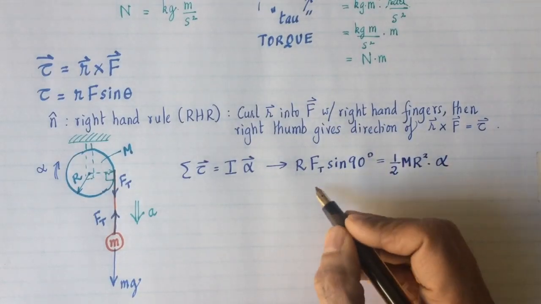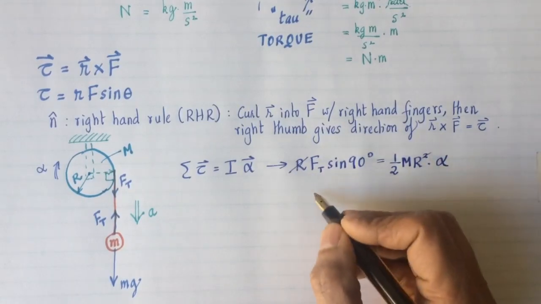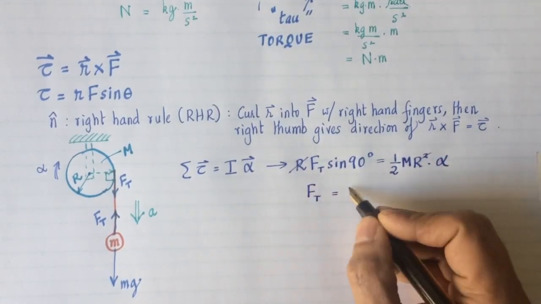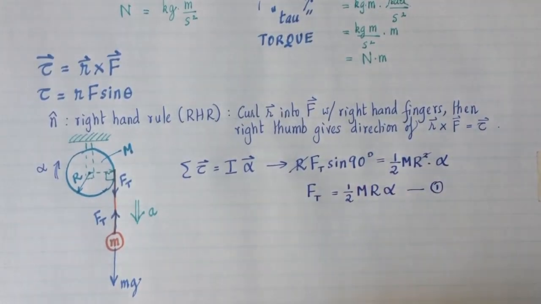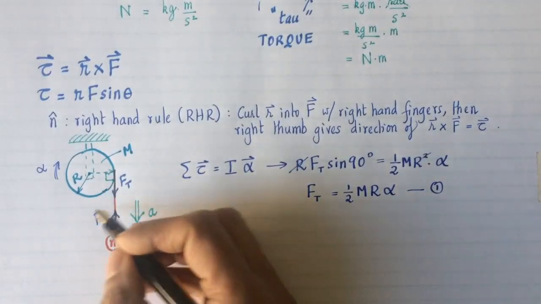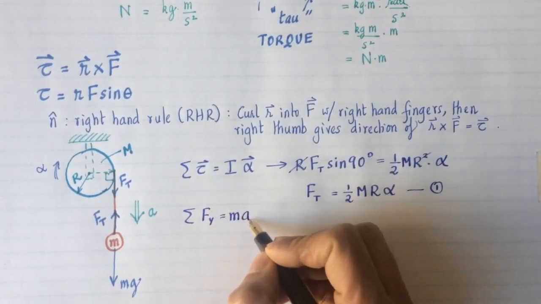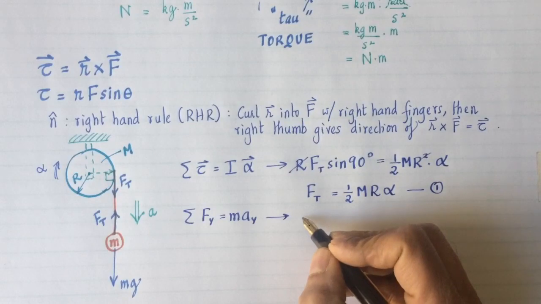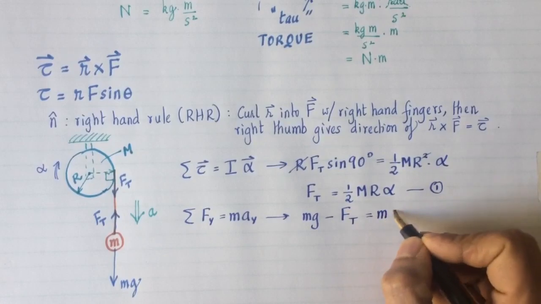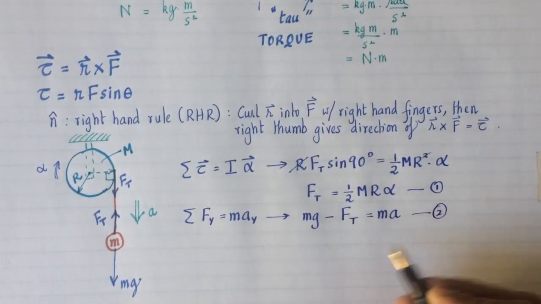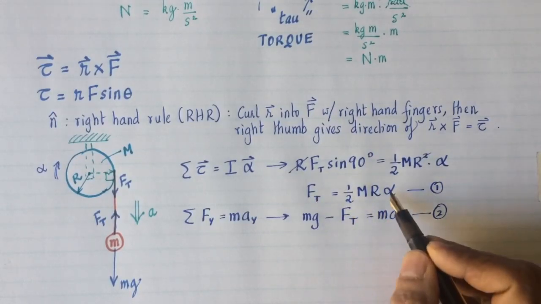Let's just save that. Let me write one more step before saving it. You'll notice that R and R squared cancel out there. So I get Ft equals 1/2 MR alpha. I'll call that equation number 1. And this is business as usual. The sum of all the forces in the y direction equals mass times acceleration in the y direction. Well, that's going to give me mg minus the force of tension equals ma. I'll call that equation 2. So I have two equations now, an equation for Ft and an equation for a, but there's also alpha.